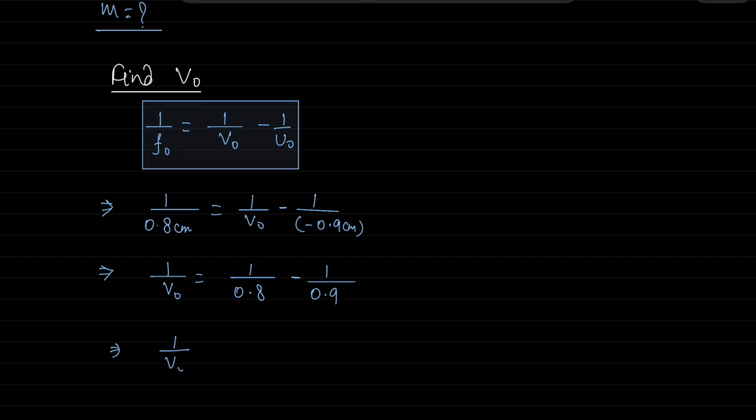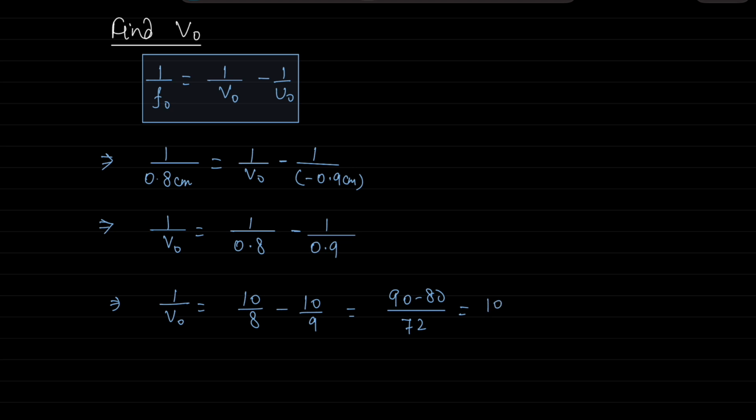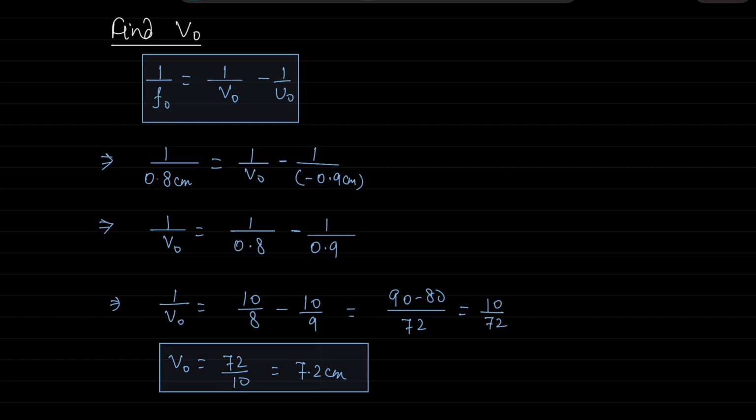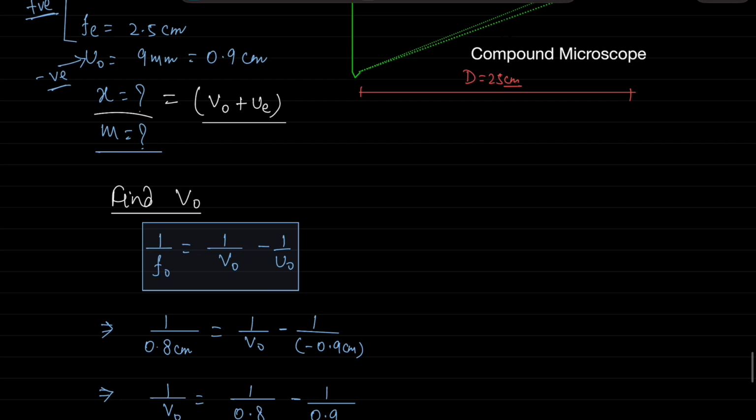1 by VO is equal to 10 by 8 minus 10 by 9 is equal to, 72 LCM, 90 minus 80 equal to 10 by 72. So VO is equal to 72 by 10, it's equal to 7.2 centimeter. So VO value we got it. Now we have to find the value of UE.